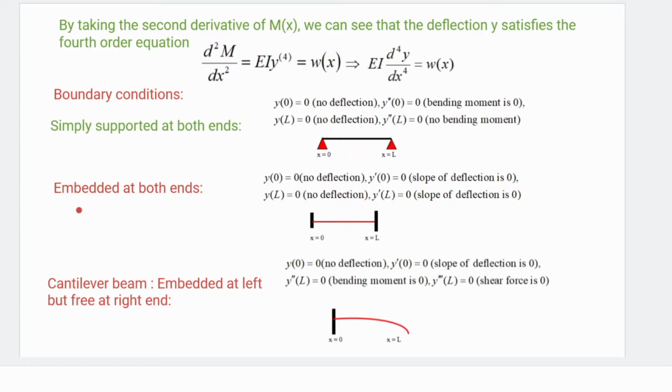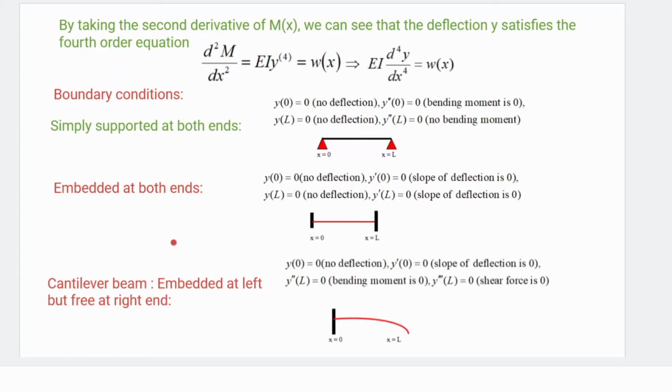Another kind of condition is embedded at both ends, that means you can see here both ends are embedded. In that case we can set up the boundary conditions as y at 0 equals 0, that means no deflection, y at L equals 0, also no deflection. But y prime at 0 is equal to 0, that means slope of deflection is 0. y prime at L equals 0, also slope of deflection is 0.